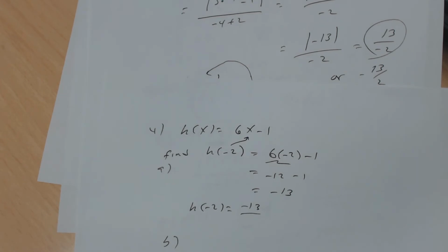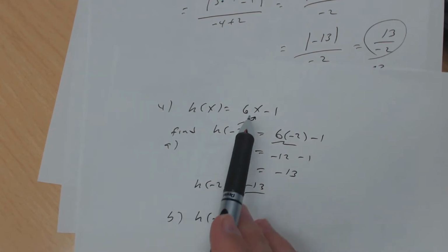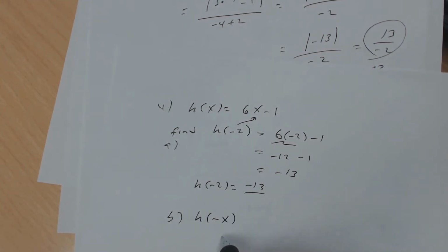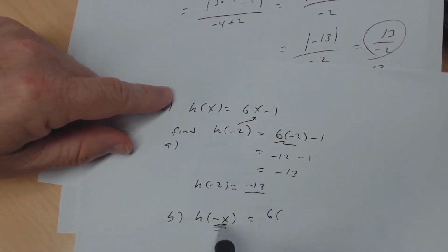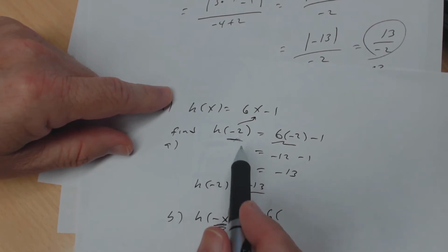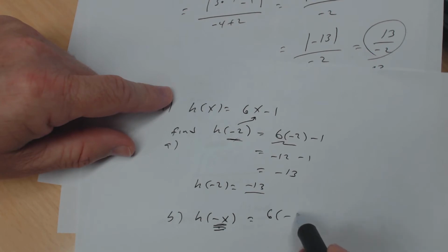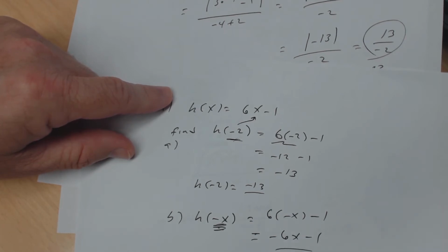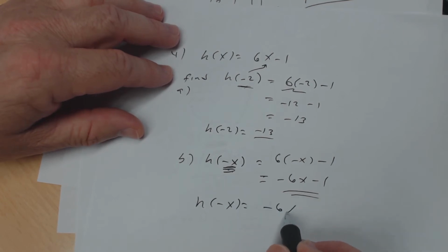B, suppose you want to find h of negative x. So again, wherever you see the variable x, you plug in negative x. So I'm going to get 6 times x, x becomes negative x. That's what you substitute. So you substitute this in place of your variable. So wherever you see your variable, you plug in this thing that's in parentheses. And then minus 1. 6 times a negative x is a negative 6x, and then minus 1, and that's all you can do. There's your answer. So you say h of negative x equals negative 6x minus 1.